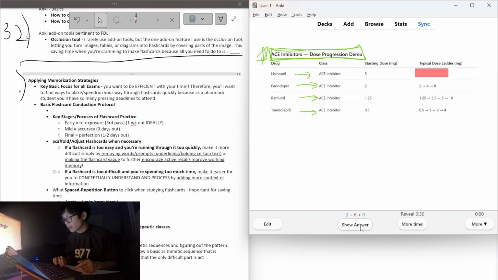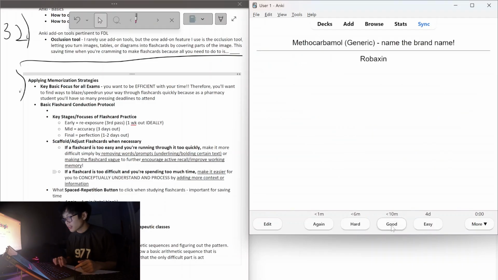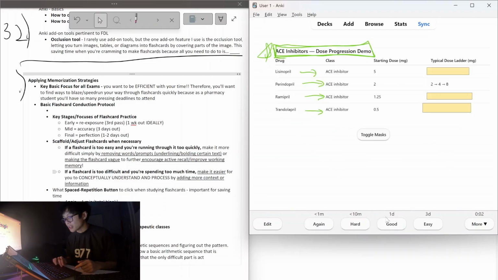So say for example I say good on all of these, right? If I say good on all of these flashcards, the next time it'll give me an option to click one day. So this means that the flashcard will be shown the following day because it indicates that I understand the concept well enough to be able to answer the question efficiently or with equal accuracy the following day. So you only click this button when you feel confident in your explanation and you know you can space it out a day later.